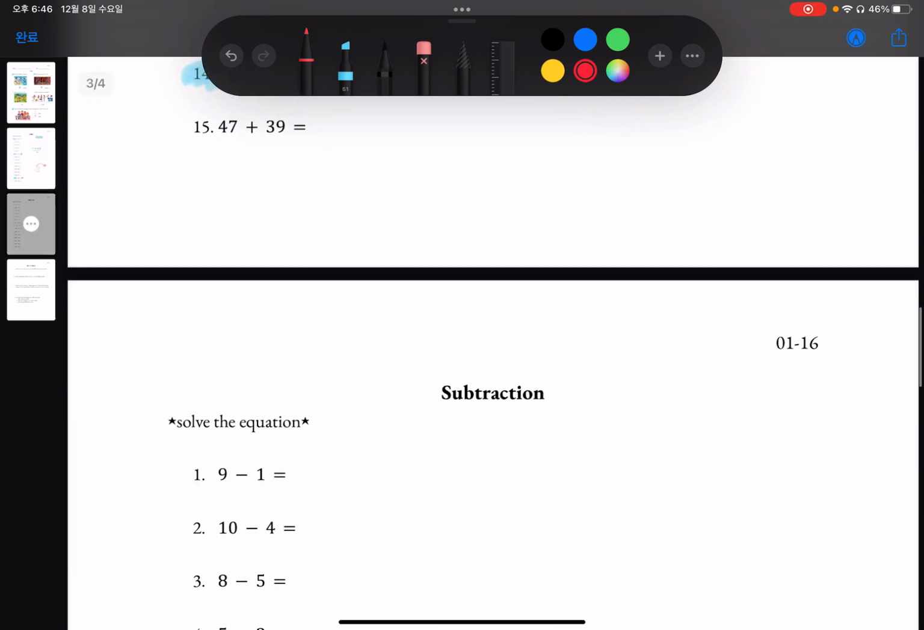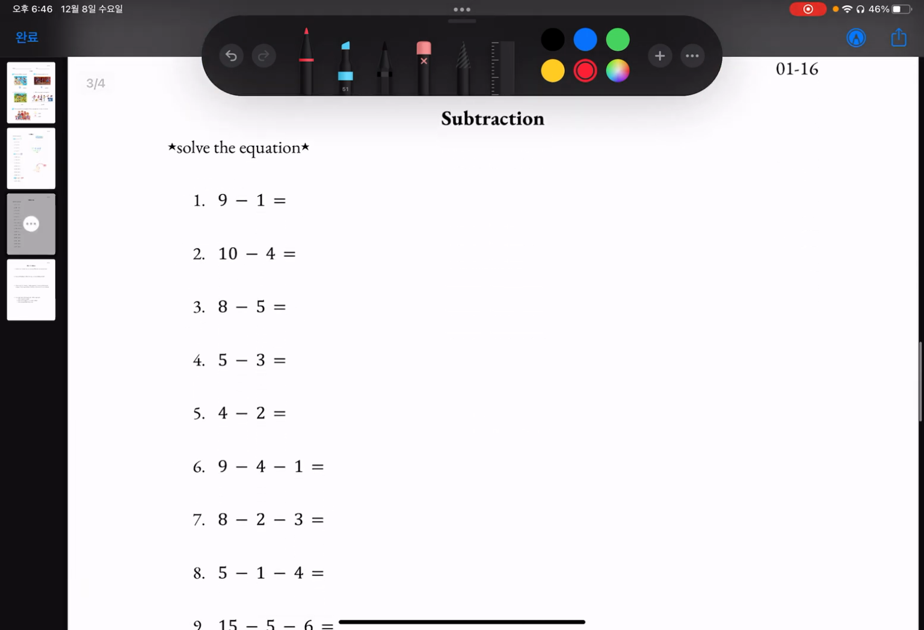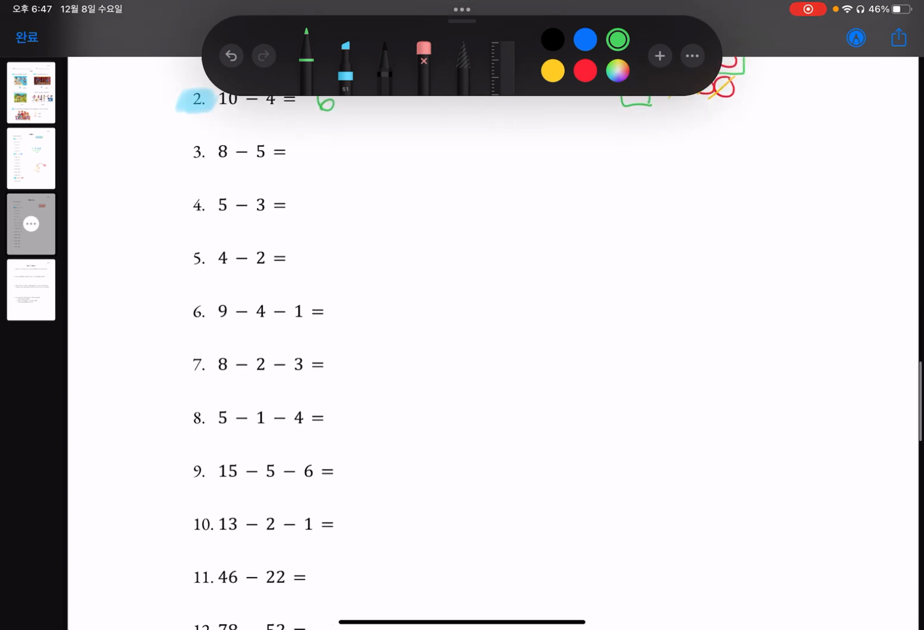Moving on to the next section, we have some subtraction problems. So let's start with number 2. 10 minus 4. So we'll draw some circles. 10 and subtract 4. 1, 2, 3, 4. And now you have to count how many circles are left. When you count, you get 6. So the answer for number 2 will be 6.